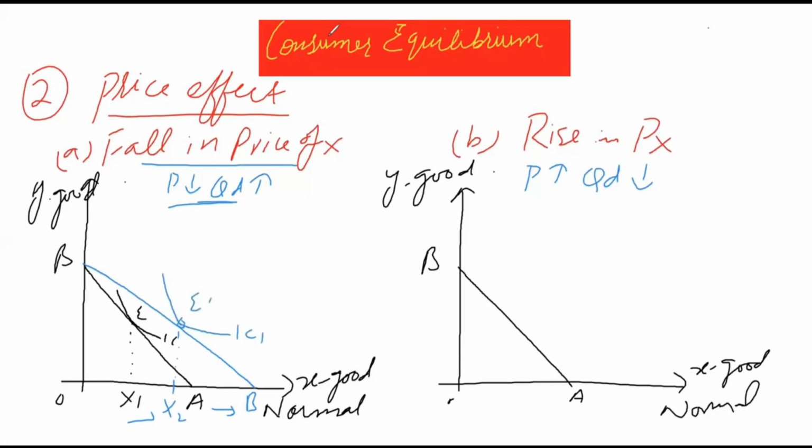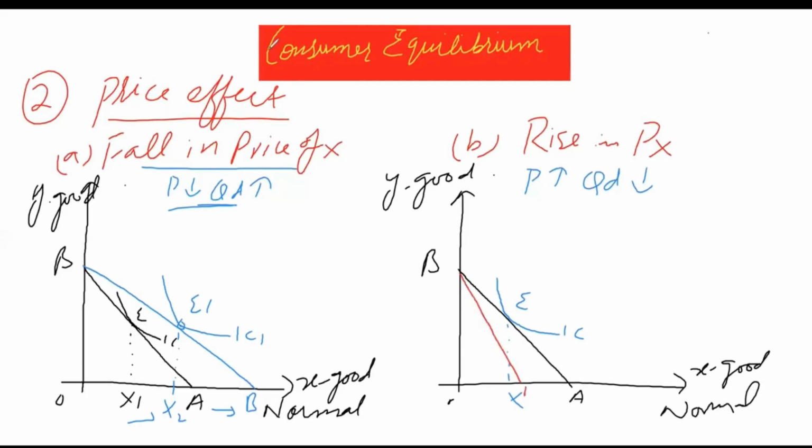Now let's have a look at the right hand side graph, where PX stands for the rise in price of X. Okay, when price of X increases, the budget line will pivotally shift from BA to B1A, and initially the consumer was purchasing X quantity of normal good. Now he will purchase a lesser quantity of normal good, that is X1. So the purchasing power of the consumer has decreased, and being a normal good he purchases less.